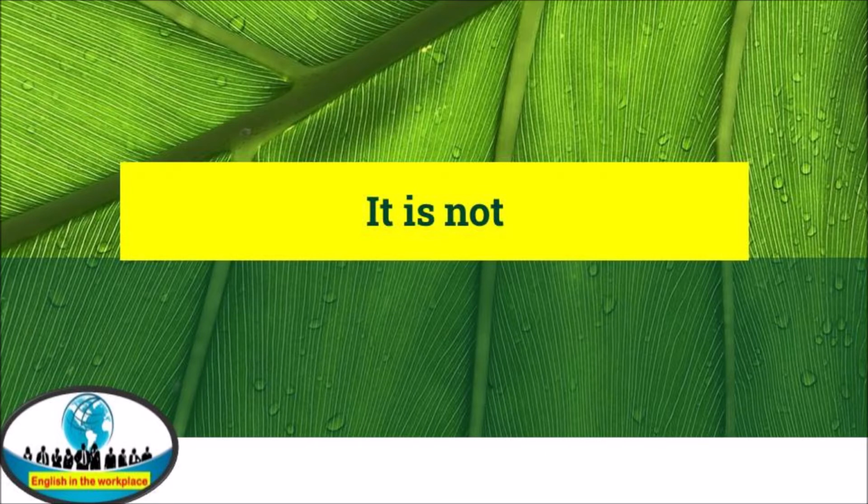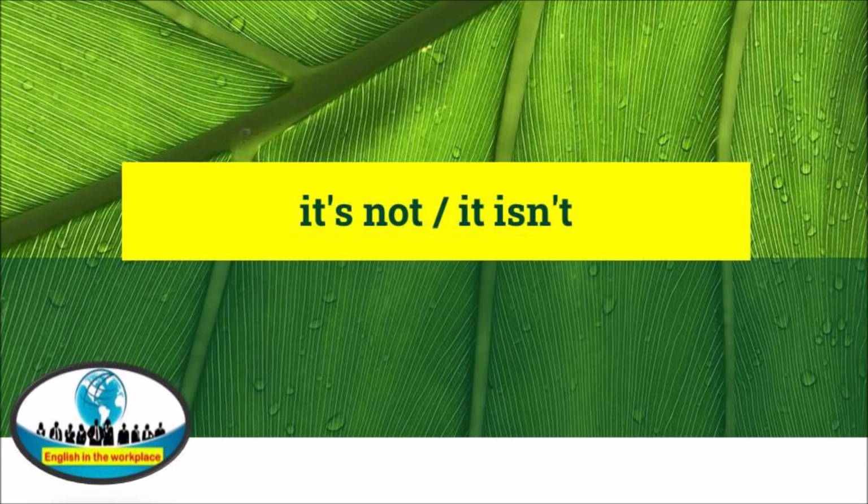Okay. And what's the short form of it is not? It is not. Can you tell from the last video? Yes, we can say it's not, or it isn't. So, there are two short forms, two contractions that we can use. It's not, or it isn't. In the first case, we crossed the I and added apostrophe. The second case, we crossed the O and added apostrophe. It's not, it isn't.